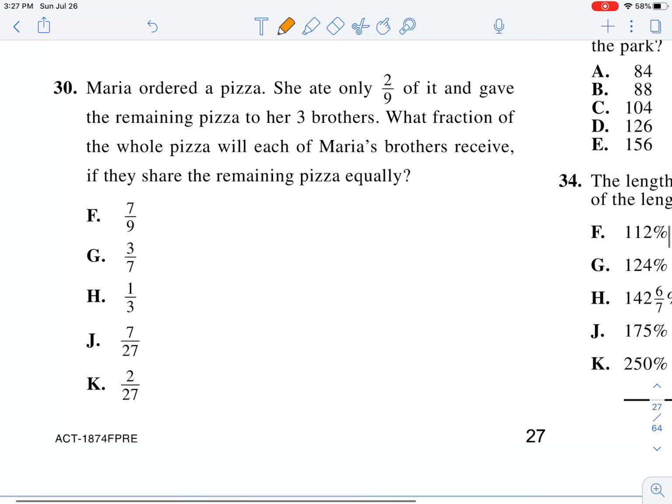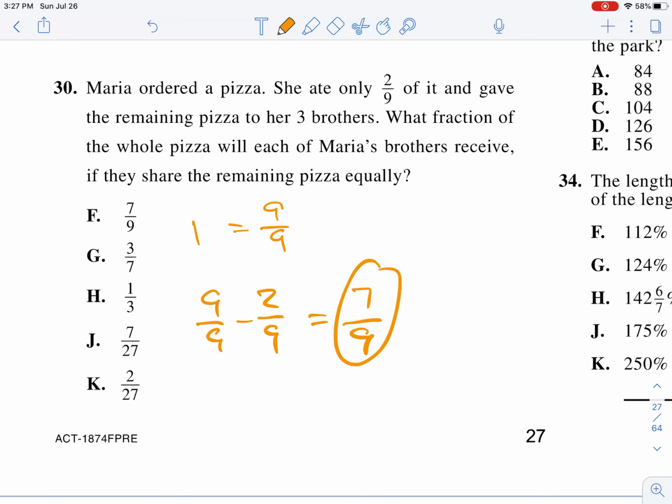Maria ordered a pizza. She ate only 2/9 of it and gave the remaining pizza to her three brothers. So what fraction did each brother receive? So she ate 2/9 of it, right? So the original was 1, there was one whole pizza. We can make that 9/9. This was the original amount when the delivery guy brought it over. So after she ate it, it was 9/9 minus 2/9. So then it was 7/9 left over after Maria ate it.